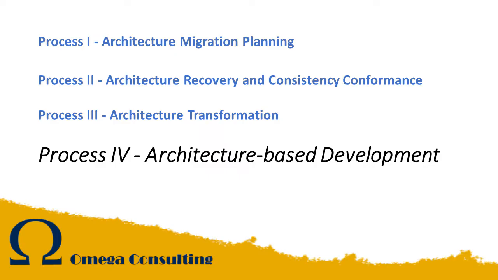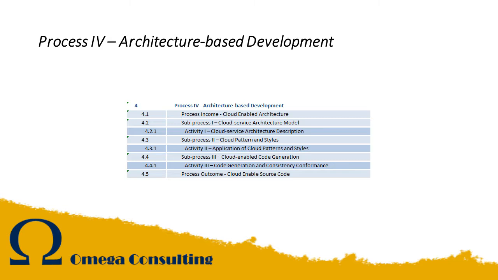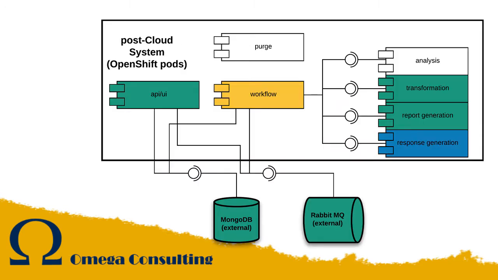Final process is architecture-based development. So our income is going to be the cloud-enabled architecture, and then we identify our cloud service architecture, and then we match the patterns that we're going to be using in the cloud architecture, and then we generate the code. And then our outsource is the source code.